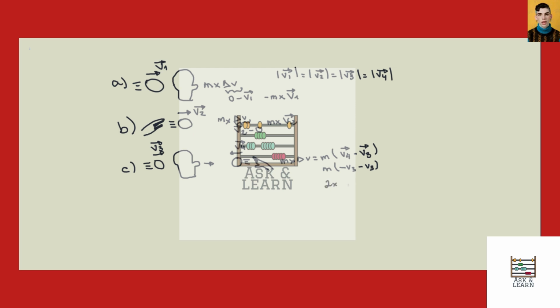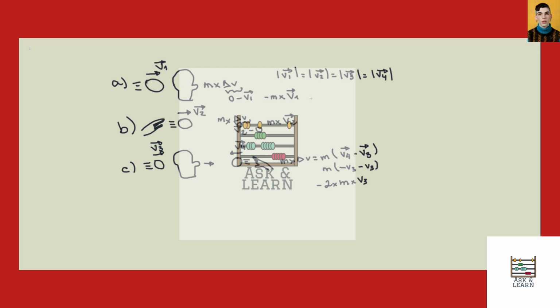2 times m times v3, and all of that negative. We are only concerned about the magnitude of the change. We don't really care too much about the direction of the change of momentum in this case.